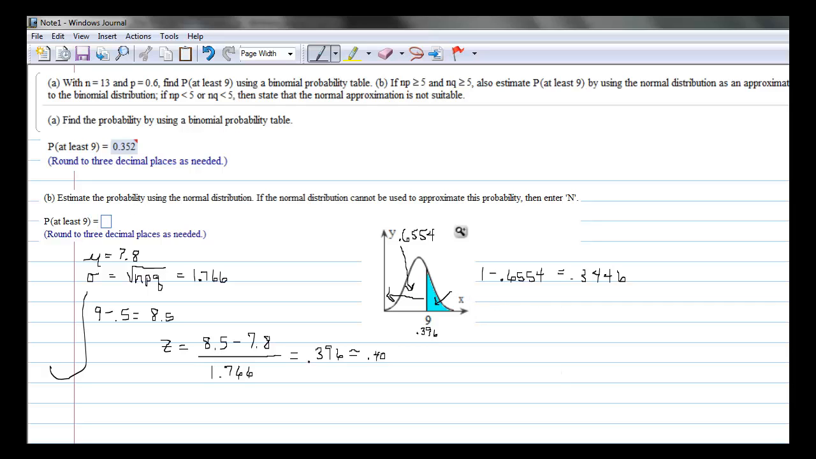So that's the probability that we estimate using the normal distribution. It's within reason close to this one. We got 0.352, and if we round to three places we get 0.345. So we're within 0.007 of the answer we got from the table. And that's how they wanted you to work this problem.